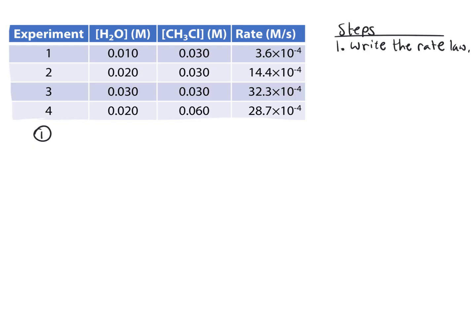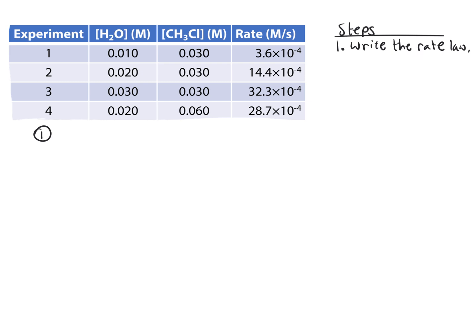Okay, so here's our example. We want to determine the rate law for the reaction, all the orders and the rate constant, its numerical value in units, for this reaction between water and CH3Cl. We did this experiment 4 different times, measuring that initial rate, and this is the data we obtained. So let's follow the steps. Number 1 is write the rate law.